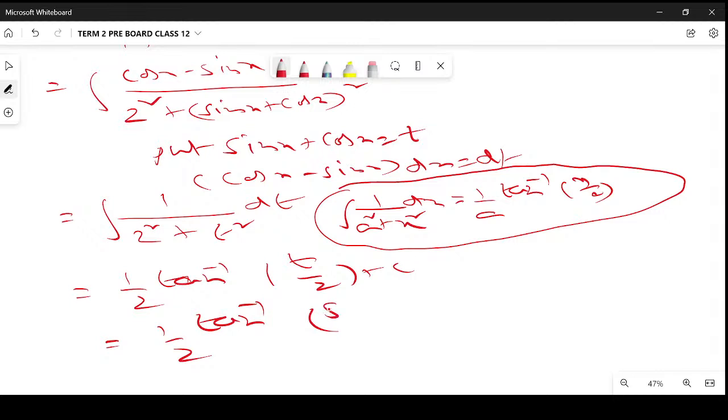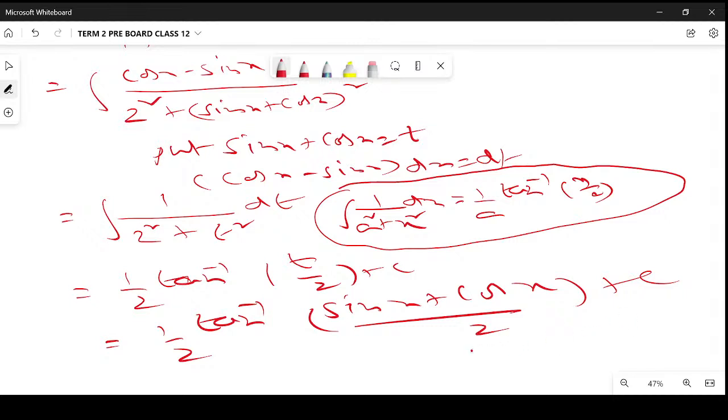Sin x plus cos x by 2 plus c. Correct. That's all. This is a simple problem. 1 by 2 tan inverse of sin x plus cos x by 2 plus c. This way you can do this problem easily.